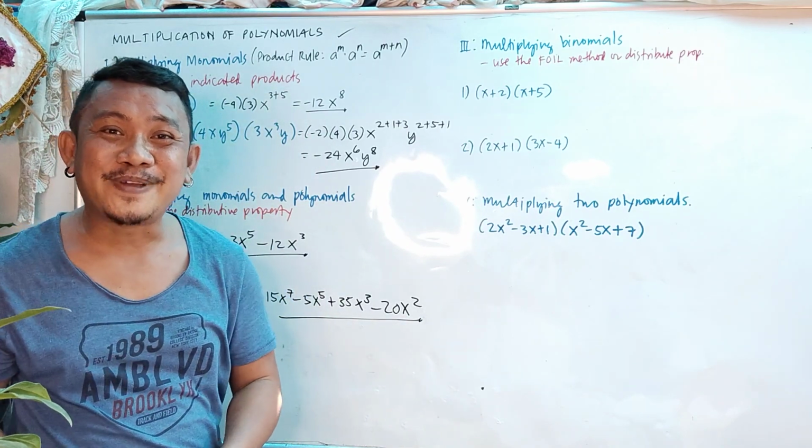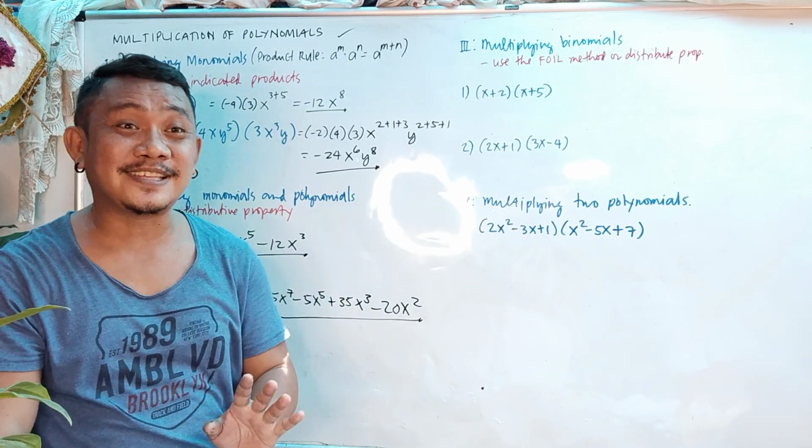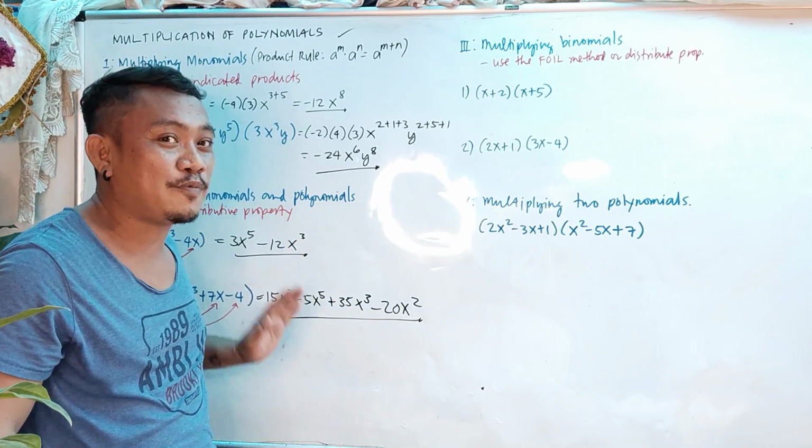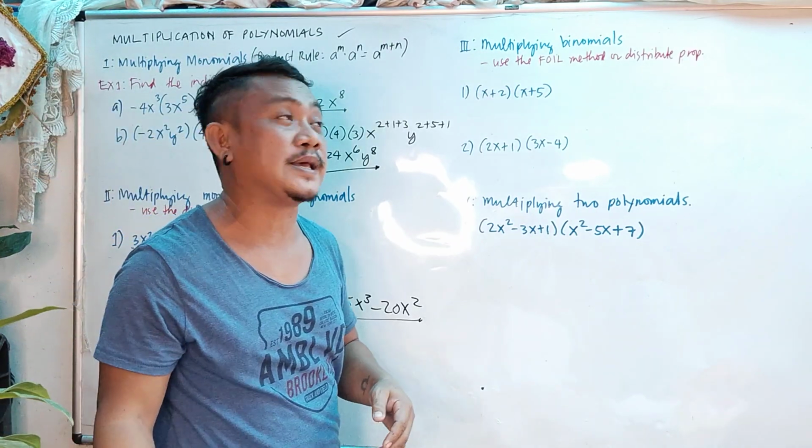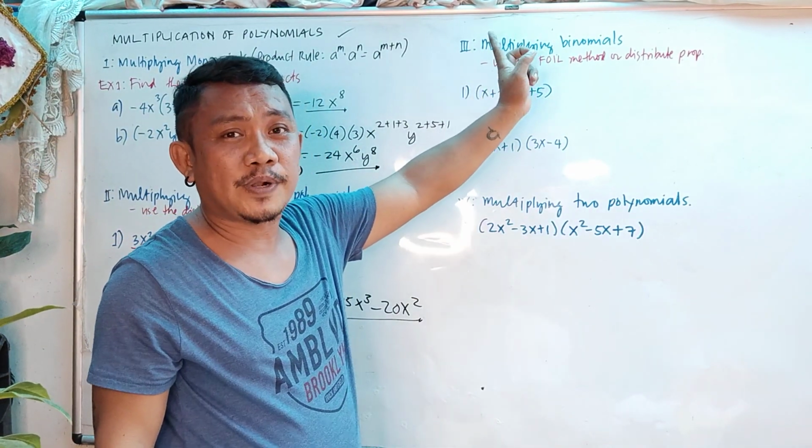Okay? Daghan kay salamat kay nakasabot ta. Nakasabot mo, no? Sa atong duha ka exact type of examples. Now, let's proceed to example number 3.